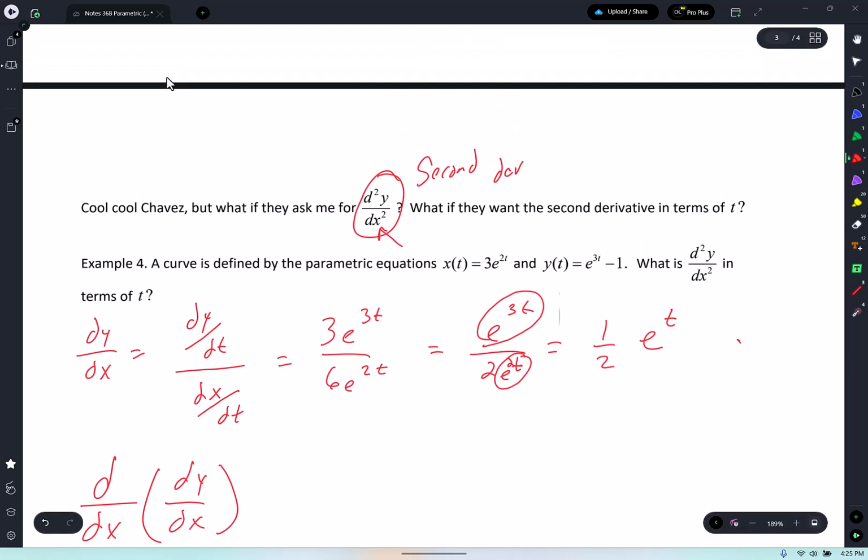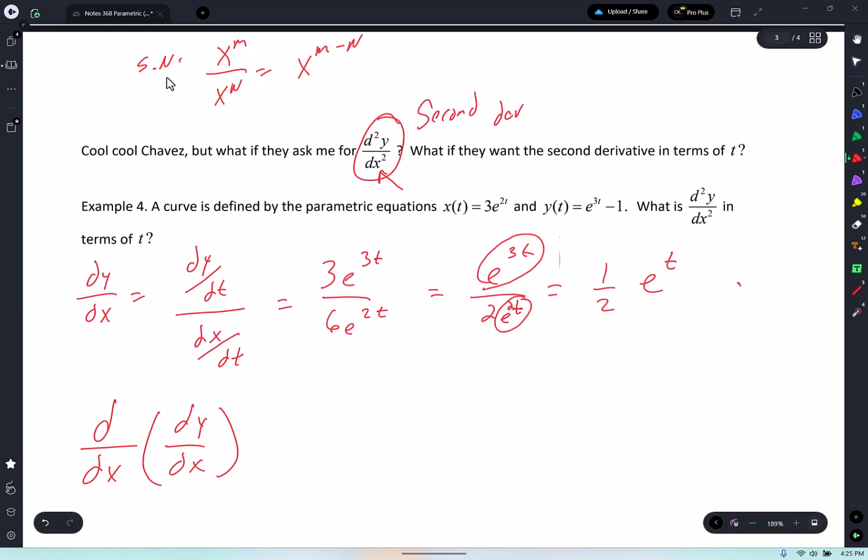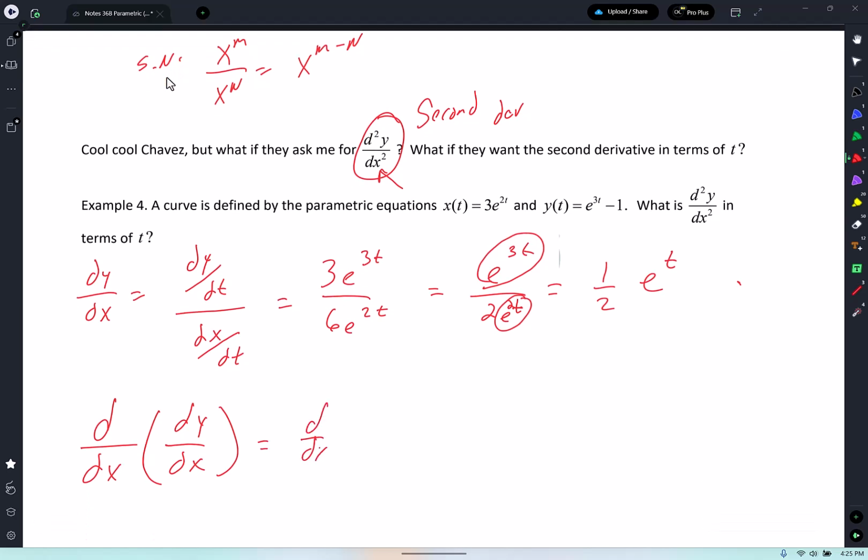Side note, as long as the bases are the same, they are, e and e, x to the m over x to the n is x to the m minus n. So e to the 3t over e to the 2t, 3t minus 2t is just 1t. Are we still okay? Now this looks better. So now look, d dx of 1/2 e to the t. That's not an x, that's a t. So the derivative of that is itself, 1/2 e to the t times dt dx, chain rule.